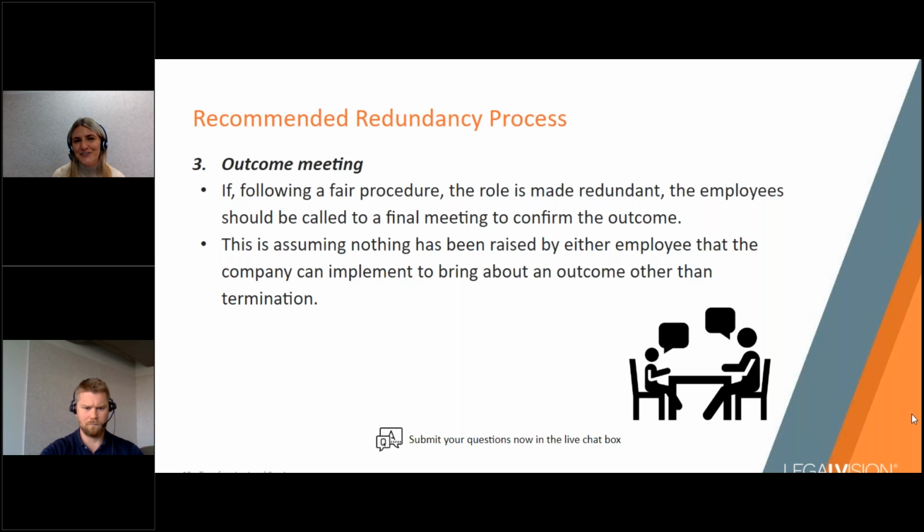Now, in terms of the structure for that meeting, we generally recommend recapping the process to date, outlining any alternative options you've considered and explaining why you deem them inappropriate, and finally confirming the termination of their employment on account of redundancy. Following that meeting, you should also make sure that you send your employees a letter confirming the outcome and setting out any final entitlements which will be owing to them upon termination as well. And on that note, I'll hand back over to James to walk you through the different entitlements which may be payable on termination on account of redundancy.